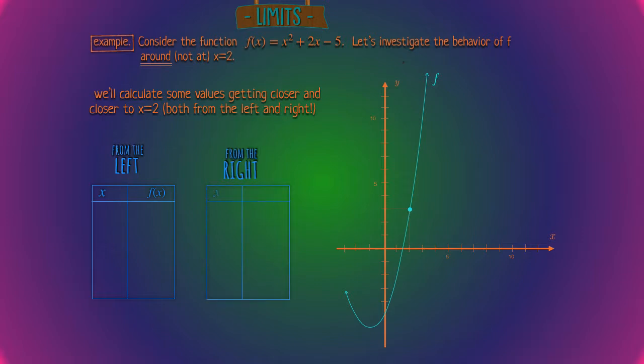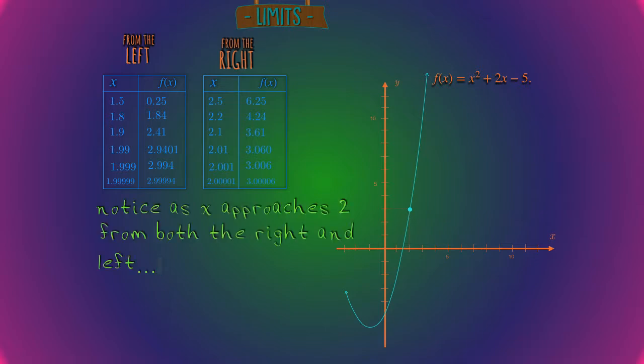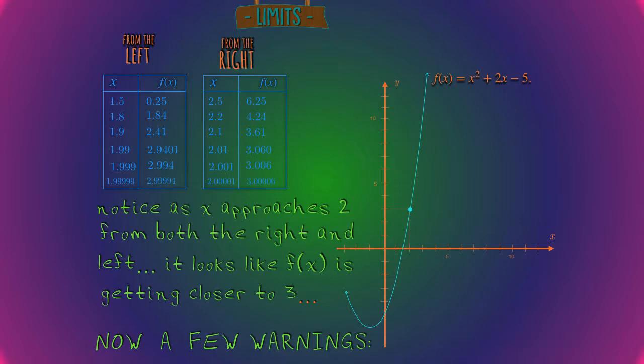So if we were to pick some values as x gets closer to 2 from, let's say, the left, 1.5, 1.8, 1.9, it looks like our values are getting closer to 3. And we could keep that going if we wanted to. Now we want to do the same thing from the right. So from the right, we're going to pick 2.5, 2.2, 2.1 and get closer to 2. And again, our values are approaching 3, getting closer to 3. So as x approaches 2 from the left and the right, we can say that f is getting closer to 3.